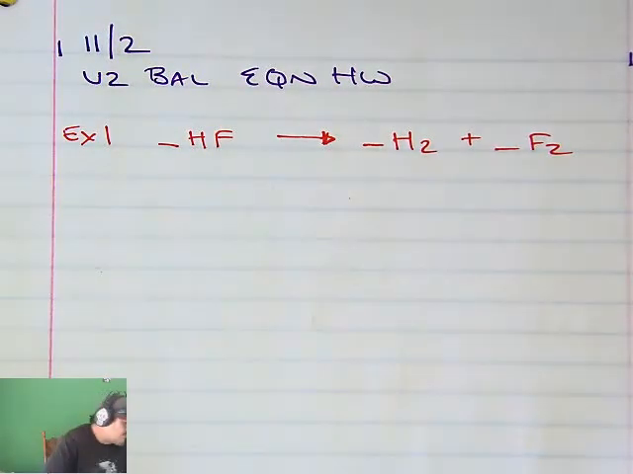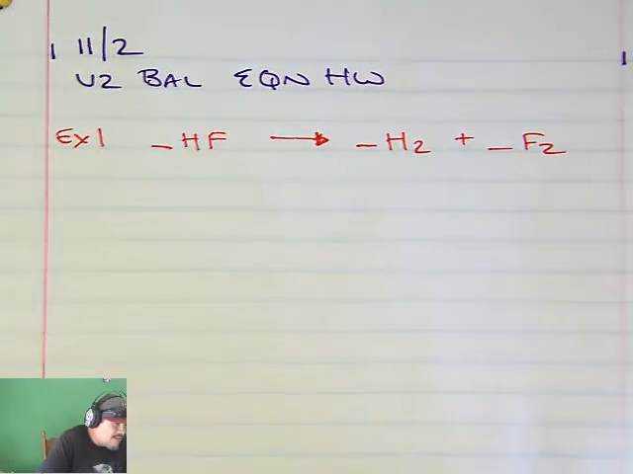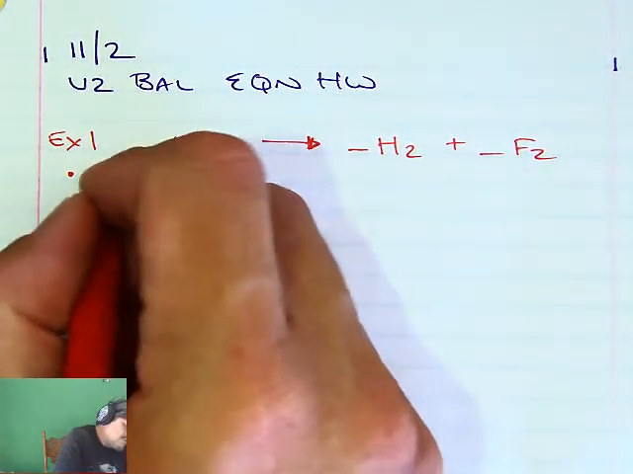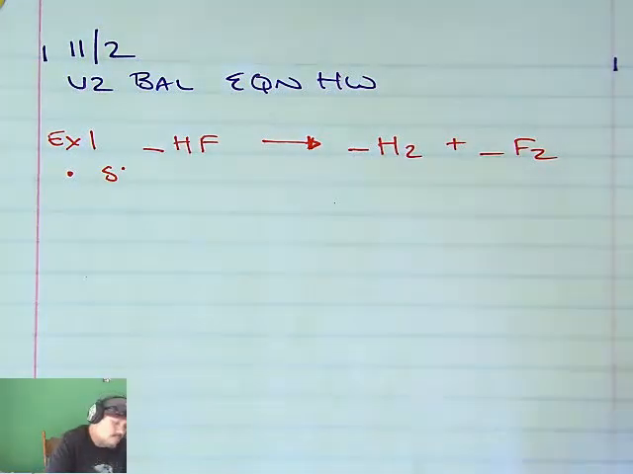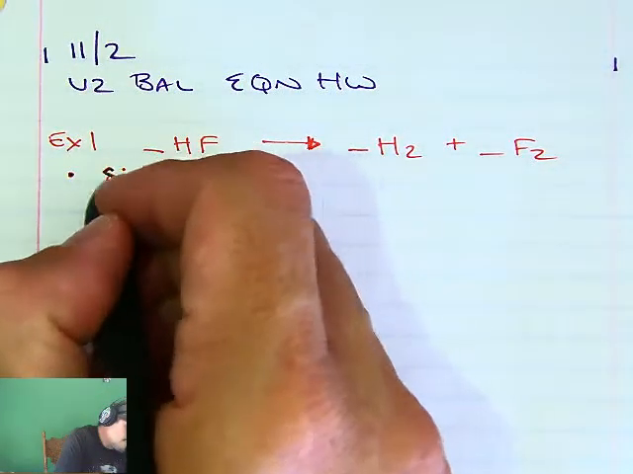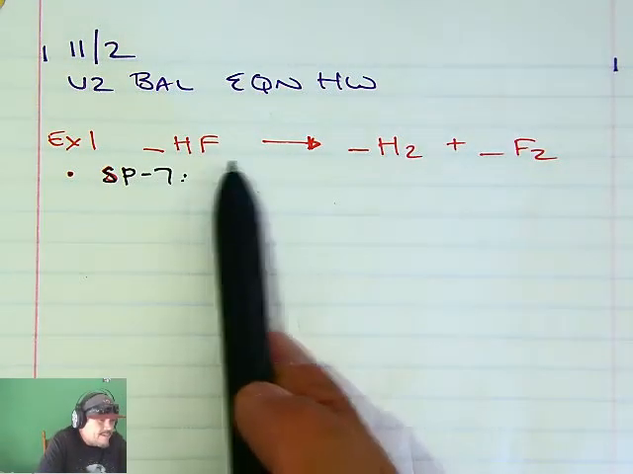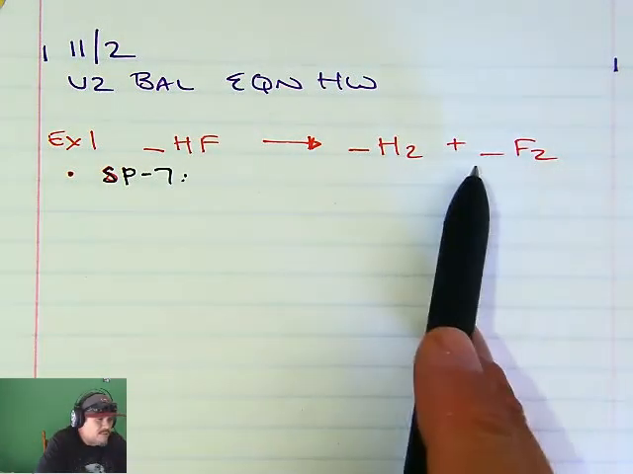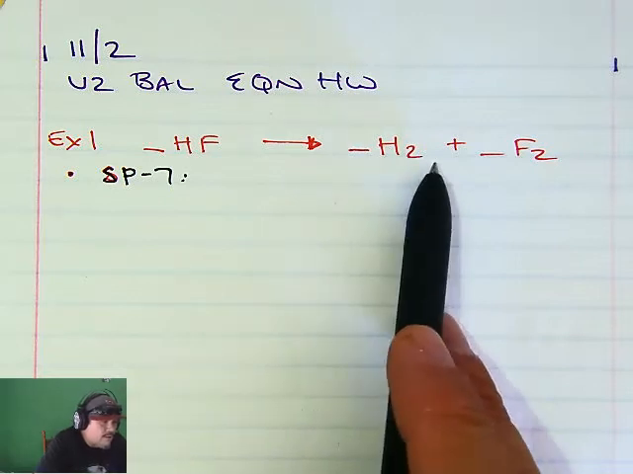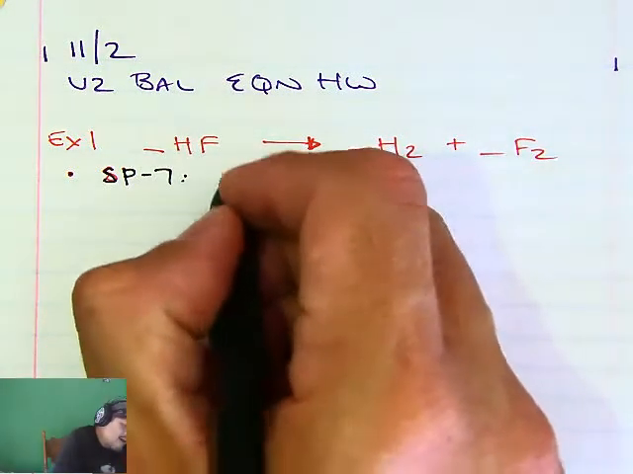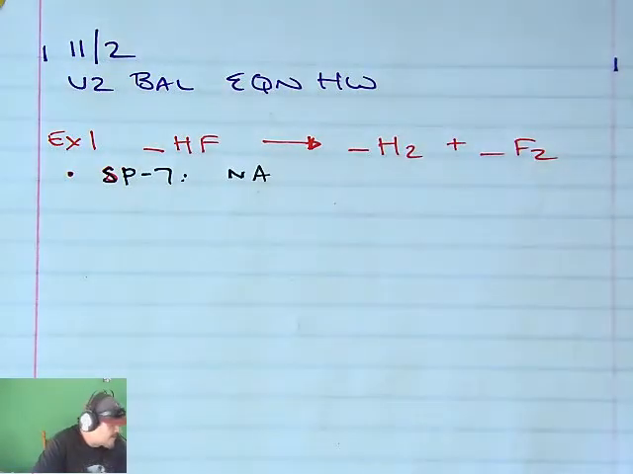Okay, so the first thing we're going to do is look at the special 7. So special 7. As I look here, I can see that yes, H2 and F2 are the special 7, but they're already accounted for as 2, so there's nothing I need to worry about. So I'm just going to say not applicable. Okay, NA, nothing to worry about there.